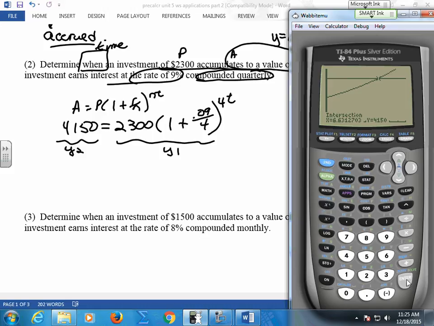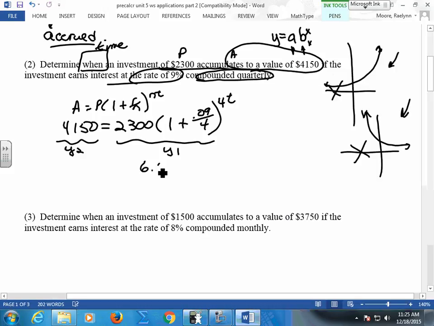So my answer is, see, there's your 4150. This is your x value. This is how long this is going to take you. 6.631 years. Okay. It's going to take me 6.631 years for my money to accrue to make me 4150.